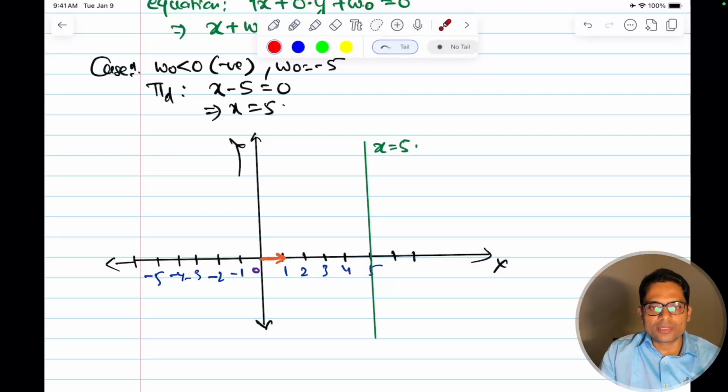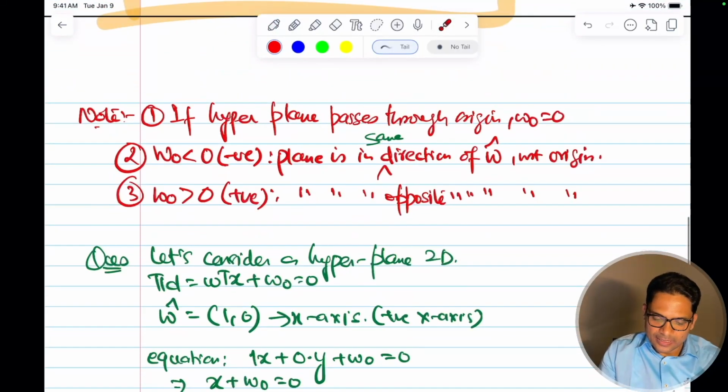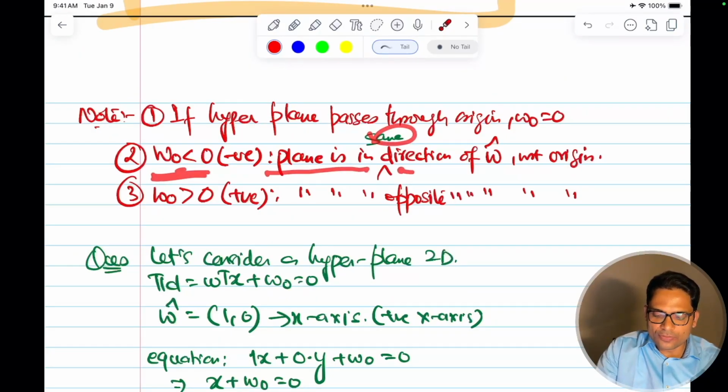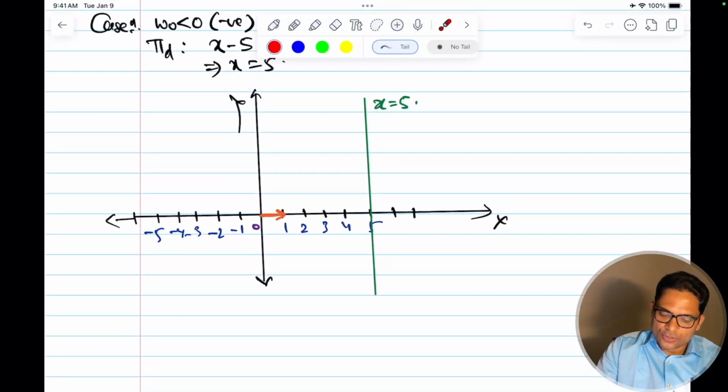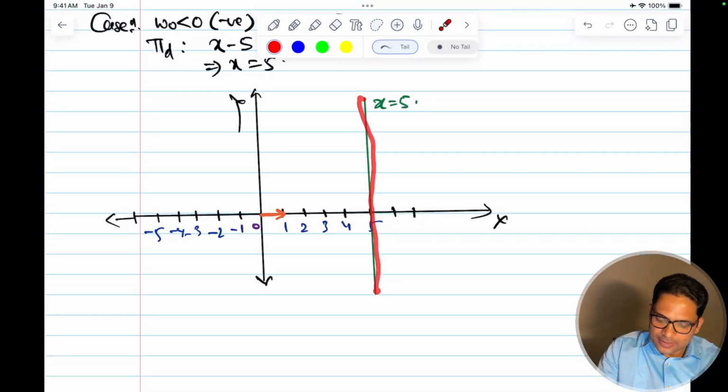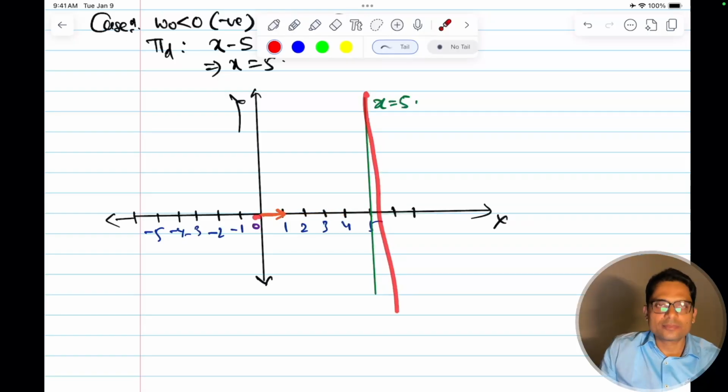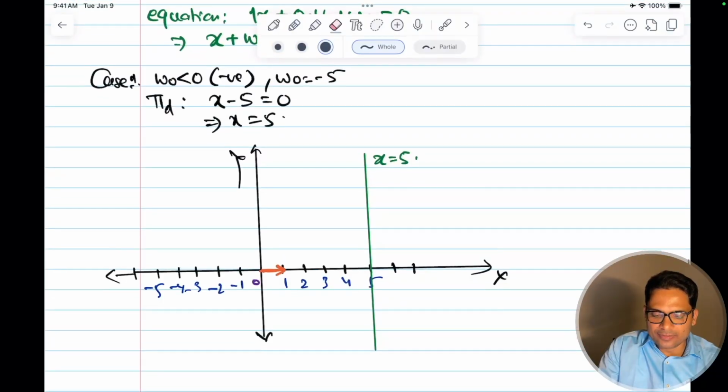So now tell me, whatever theory we have done, what did we say? If w naught is negative, then the plane is in the same direction of unit vector with respect to origin. So my plane is in the same direction, that is towards positive axis with respect to origin. Means the plane is in the direction of positive x-axis here, if my w naught is negative.